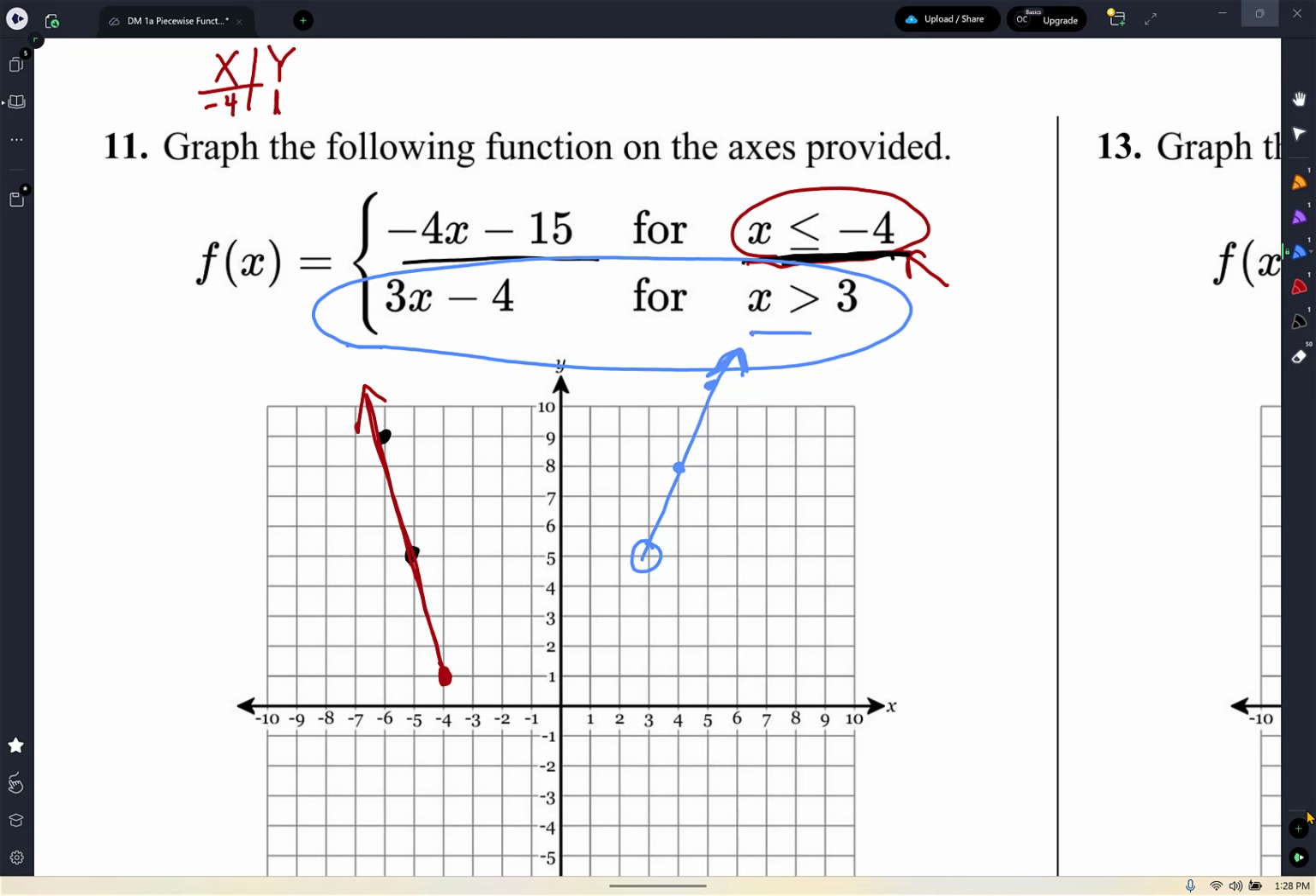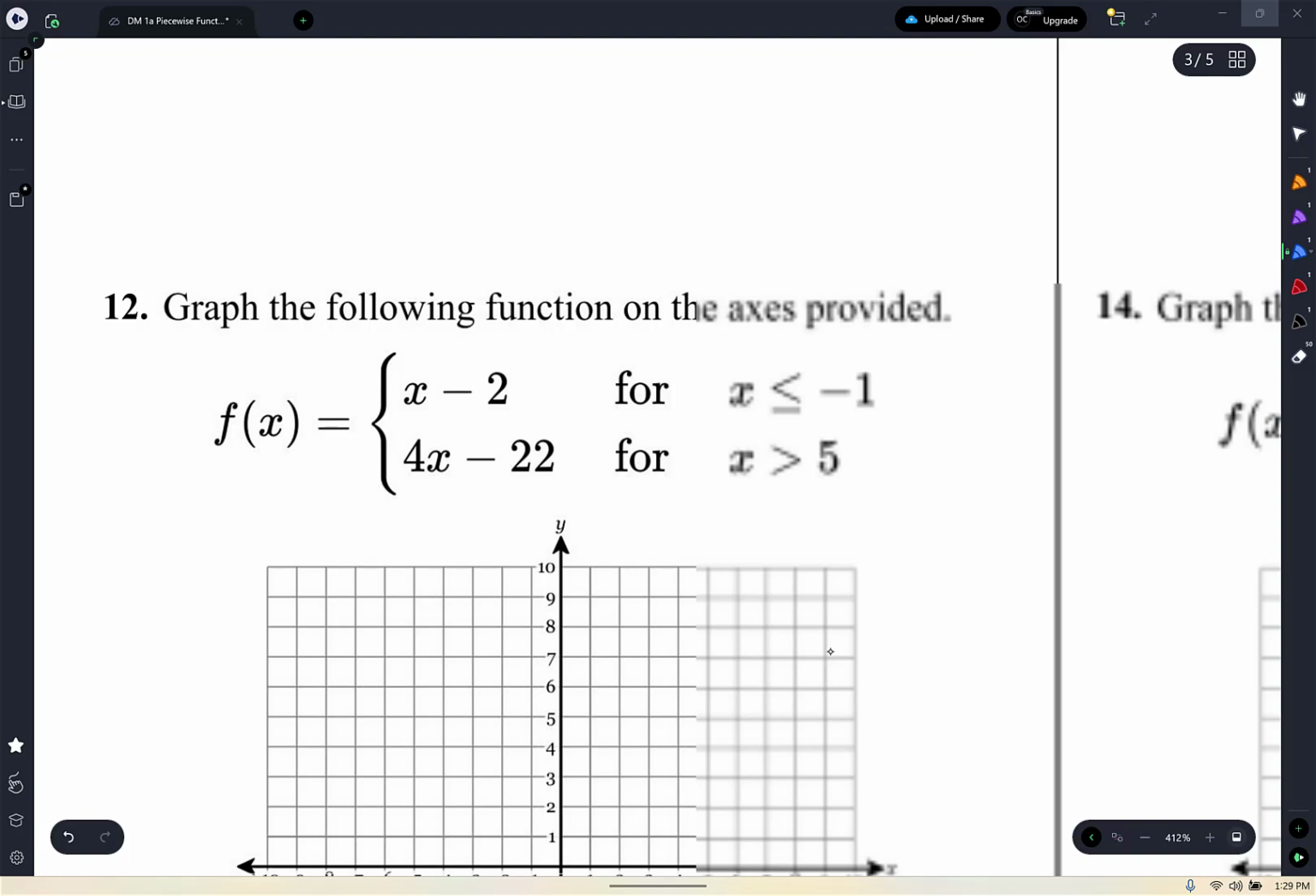Yes, I go by my restriction. You see how it says x greater than 3? I plugged in that 3 immediately into the x value. 3 times 3 is 9, 9 minus 4 is 5, and I put my open circle. And then from there, I just use my algebra 1 skills from y equals mx plus b, and I saw that the slope was 3, and I just went from that point, up 3, right 1, up 3, right 1. You could also plug in random integers to the right of 3, like 4, 5, or 6, and do that as well. Whichever one you like, it does not matter. All right, let's go to number 12.